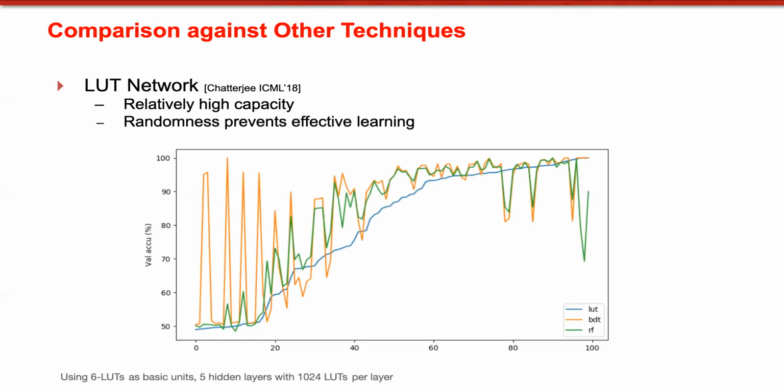We also compared against the LOT network approach proposed in this ICML-18 paper, which is linked in the contest handout. In the figure, the benchmarks are sorted by increasing validation accuracy of the LOT network approach. The curve of the LOT network is similar to random forest, showing that it is a relatively high capacity model. However, we observe that the LOT network rarely gets perfect training accuracy, which means that its randomness prevents effective learning from the training set.